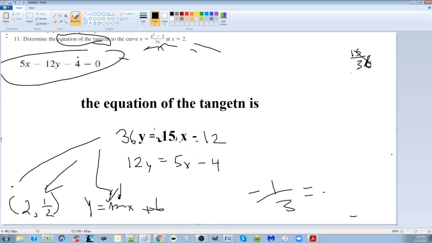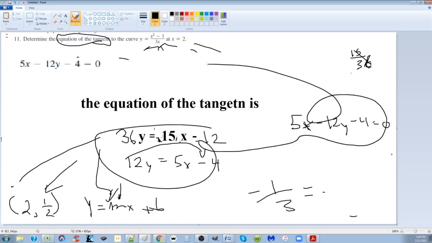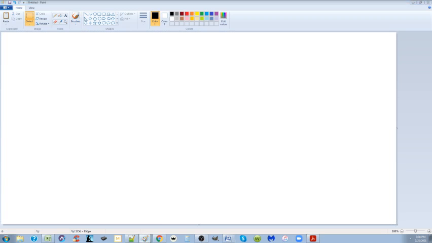Okay, now if I put them all on the same side of the equation, I get 5x, because they want to keep their x positive, I guess, minus 12y minus 4 is equal to 0. So we did indeed get it, just not in the format they like. I prefer my line format to be mx plus b, because then I can see exactly what's going on with my line. So we did get it, even though it didn't look like we did.